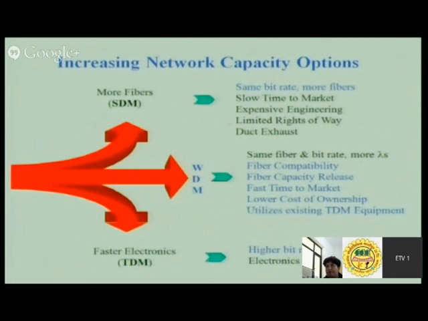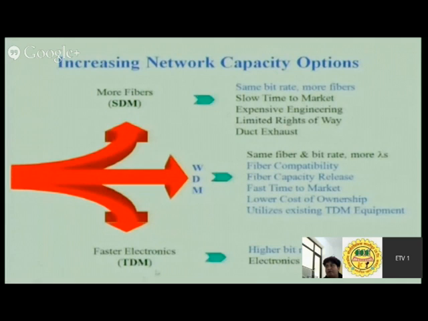Similarly, in that case, I need the fiber, each fiber working at a low data rate, but I need more fibers. Adding more fiber means adding more cost. So it is expensive in engineering and limited to different parts. I need more ducts for optical fiber.